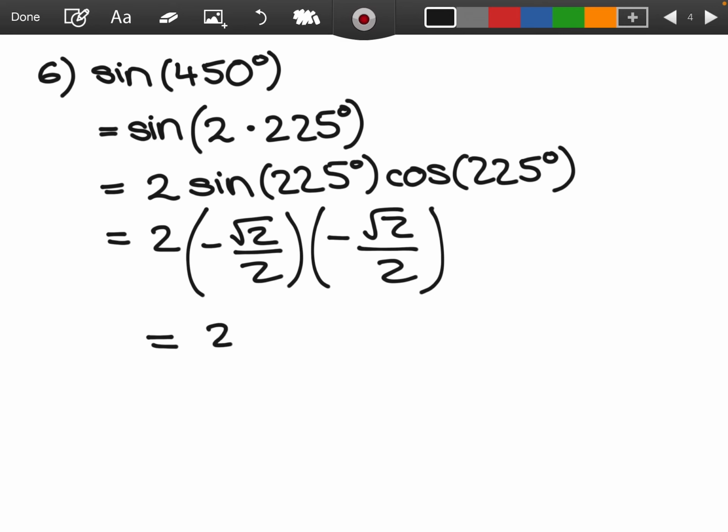Which would be 2, then the negatives cancel, square root of 2 times square root of 2 is 2, 2 times 2 is 4. So that would give me 4 over 4, which is 1. So sine of 450 degrees, using that double angle formula, we find out that it is 1.